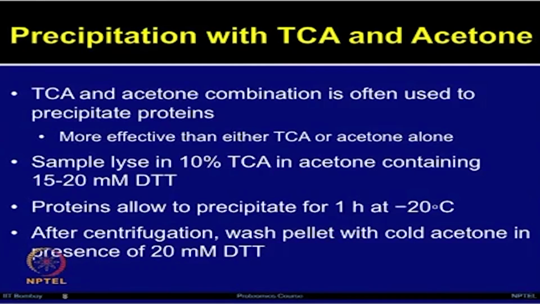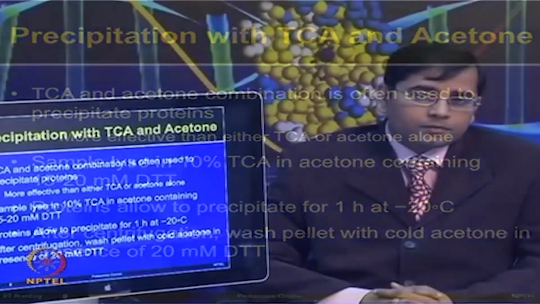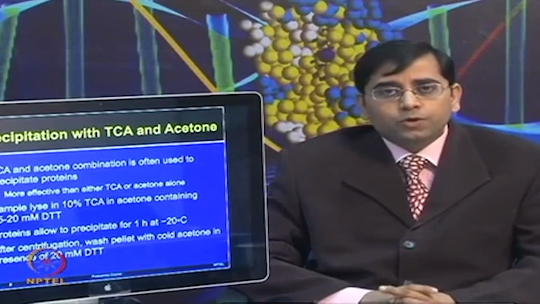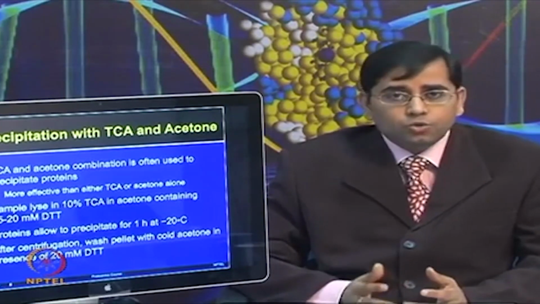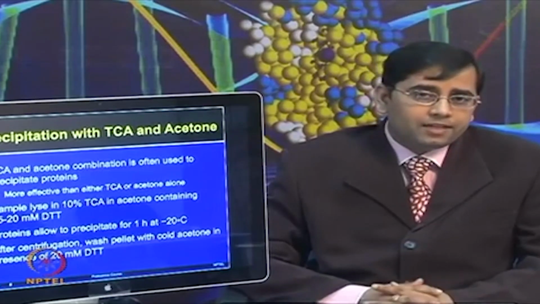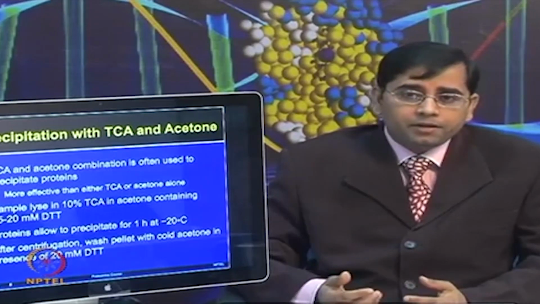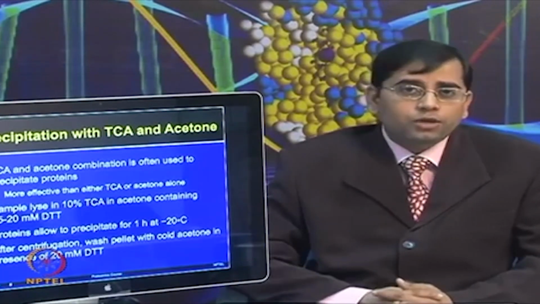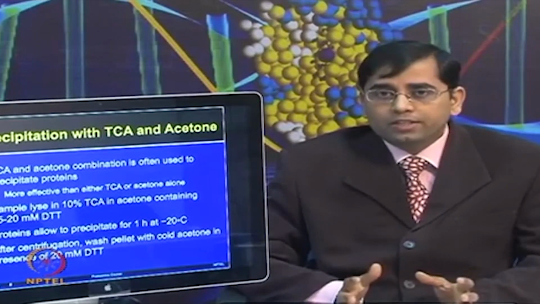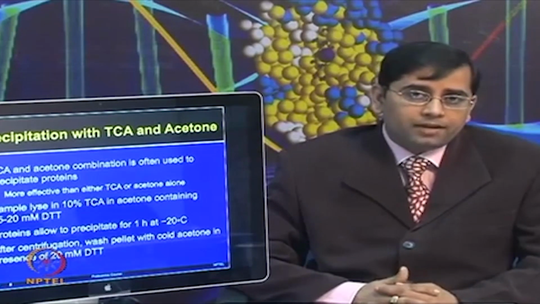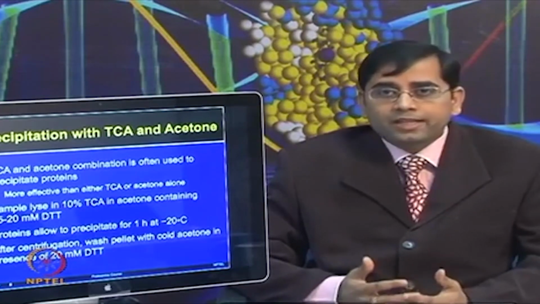So, as a recommended concentration, one can try to lyse the samples in 10% TCA made in acetone and also add 15 to 20 millimolar of DTT. Now, allow the protein samples to precipitate for an hour or 2 hours at -20 degrees, centrifuge, and the pellet can be further washed with acetone alone. Try performing the whole step in cold conditions, so that you can avoid proteolytic degradation.